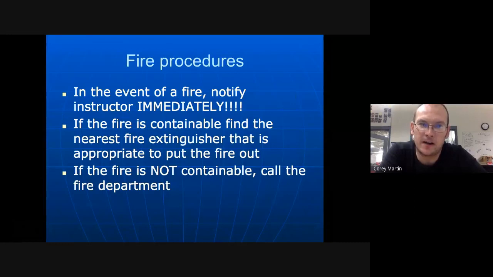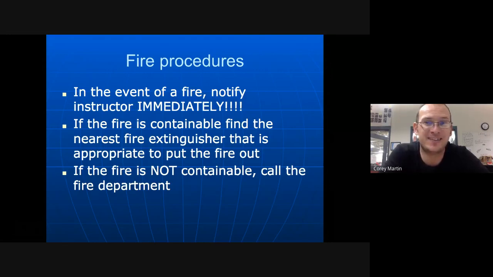In the event of a fire, notify the instructor immediately. We have never had an uncontrolled fire in our auto shop, but that's not to say that one could not happen. So if a fire erupts, notify me immediately.